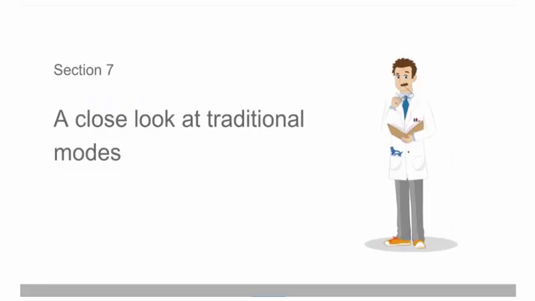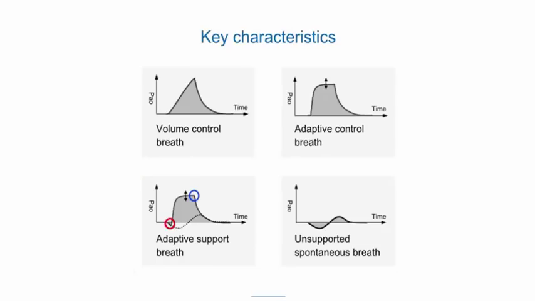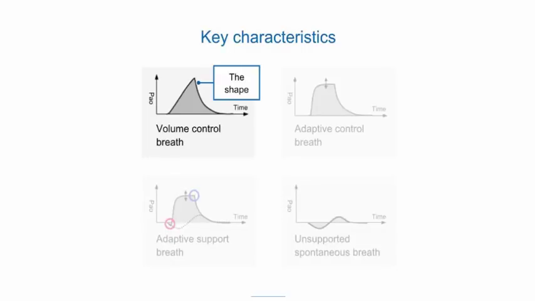A close look at traditional modes. In this section, we describe in depth the traditional modes in groups by analyzing their breath types and sequences. To make the information easier to understand, 9 breath symbols are used. Note the key characteristics. A volume breath is identified by its unique shape.